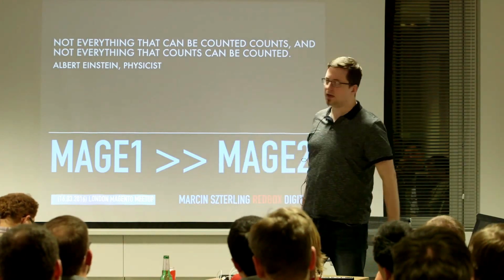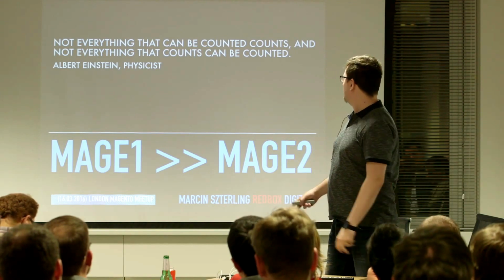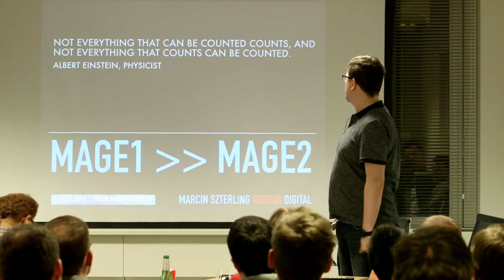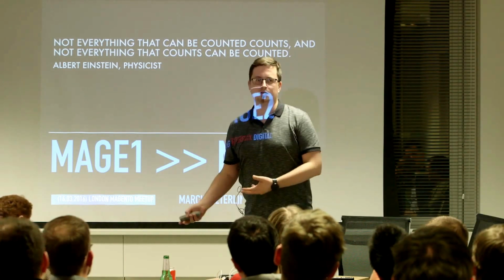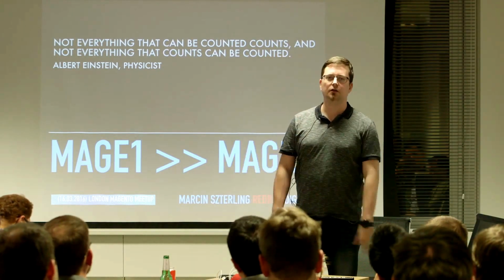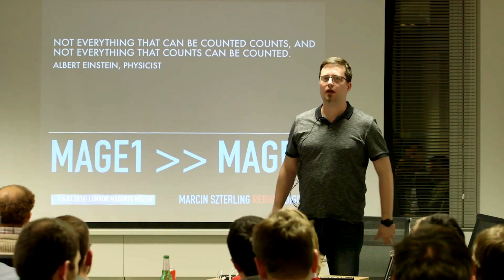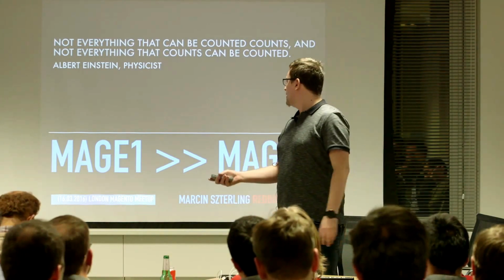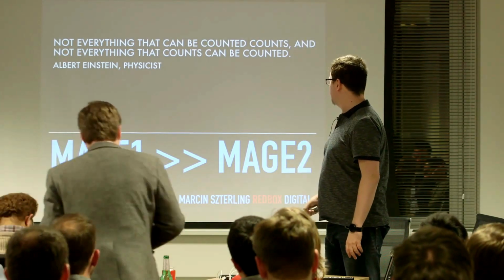So I've selected a quote from Albert Einstein, which is: not everything that can be counted counts, and not everything that counts can be counted. Which means that with data migration, you're potentially going to lose some data you forgot about, and then you're going to realize it in the longer run. But let's try to establish that through this presentation.